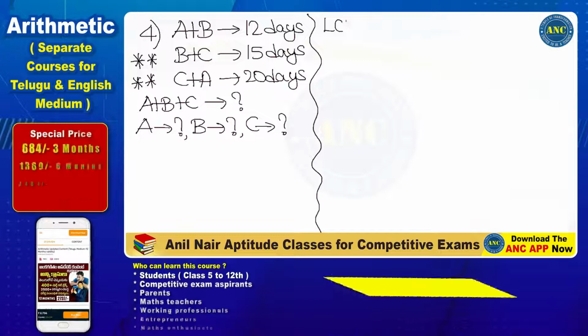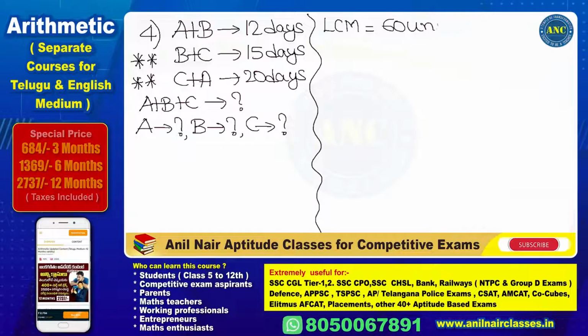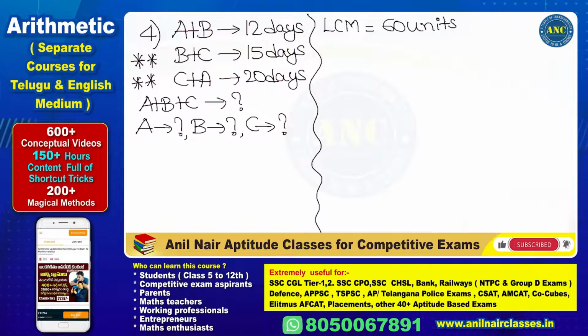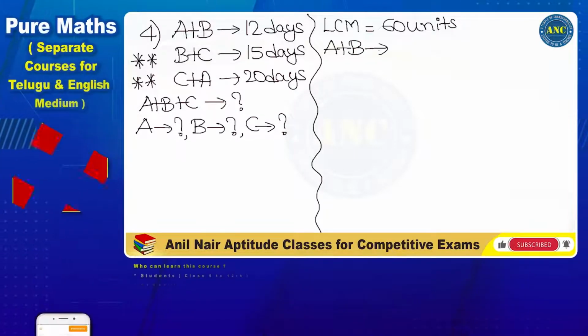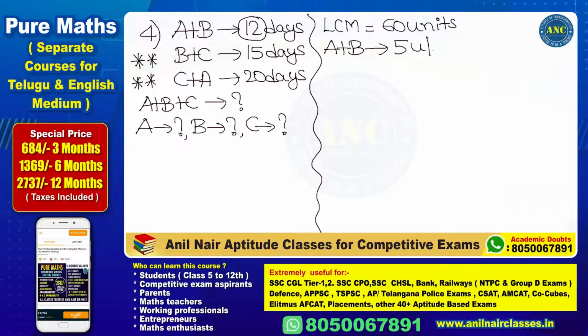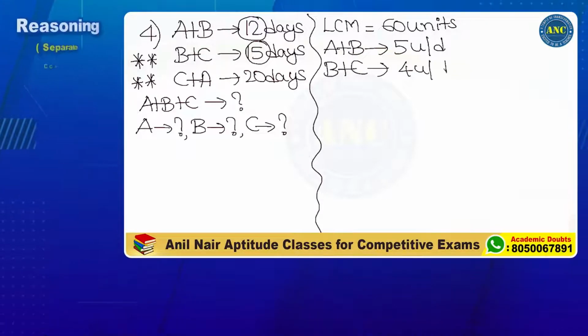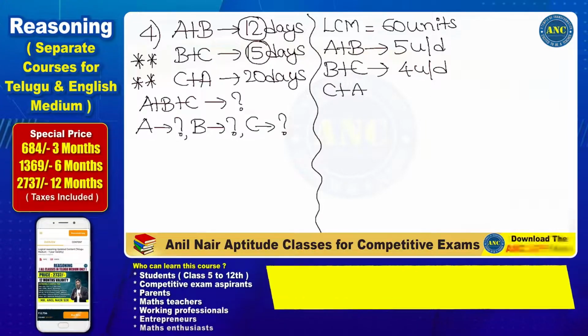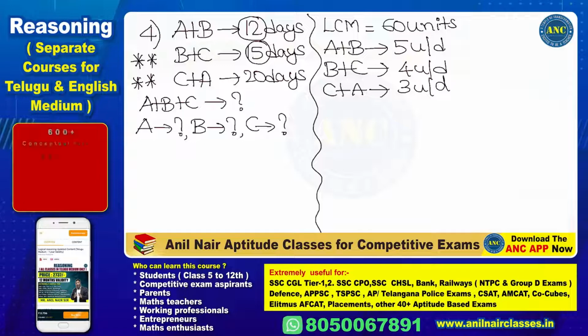I do not want to use the 1 by 12, 1 by 15 method. LCM of 12, 15 and 20 is 60. 60 chocolates need to be distributed. A plus B: to distribute 60 chocolates, A and B will take 12 days. It is 5 units per day. B and C will take 15 days. It is 4 units per day. C and A will take 20 days. It is 3 units per day. Now, I hope till here it is clear for all of you.